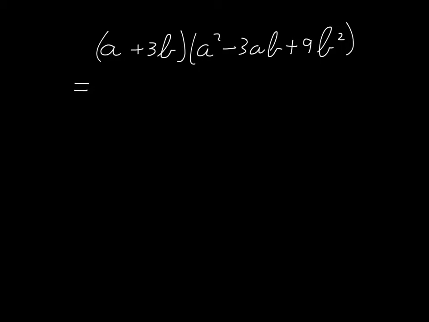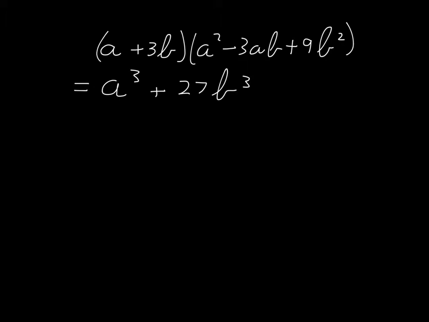But I'm only going to do the final answer. So this a times a squared is a cubed. Plus 3 times plus 9b squared gives me this final answer. This is the final answer. We call this the sum of two cubes.